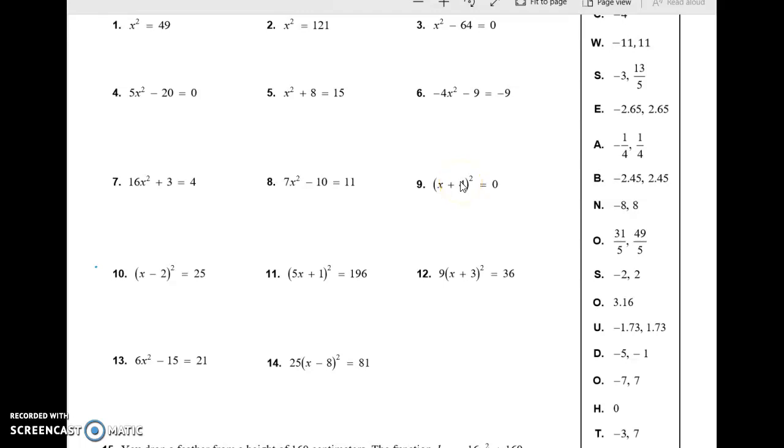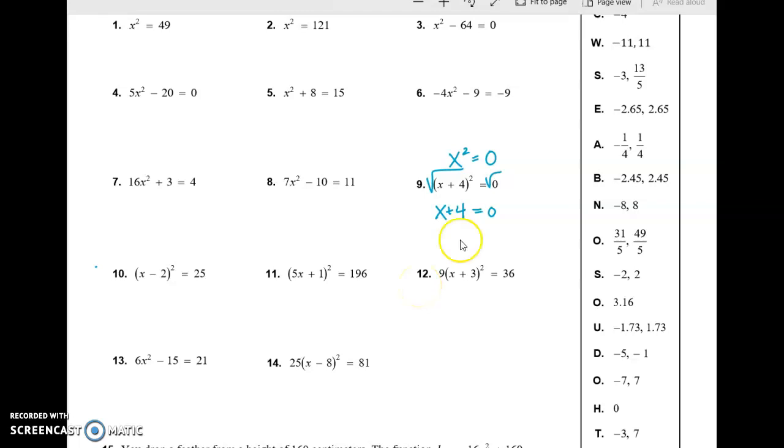We have (x + 4) squared equals 0. You need to treat this like x squared equals 0. So how do you undo something squared? You still take the square root of both sides. The square root of something squared, you're just left with what's underneath. And then the square root of 0 is 0. You can finish up that one on your own. Same thing with 10, same thing with 11.